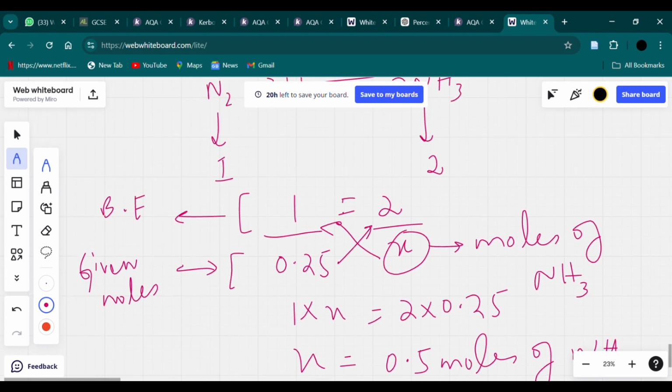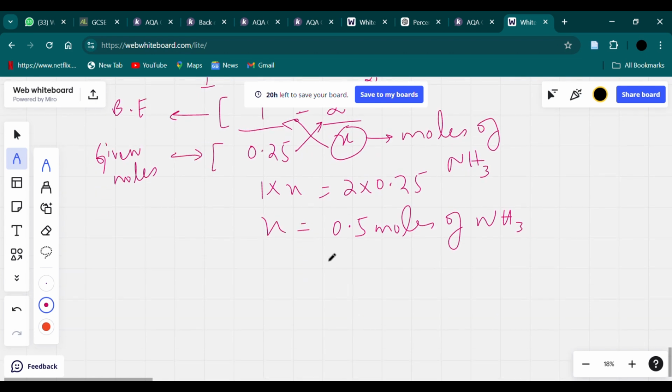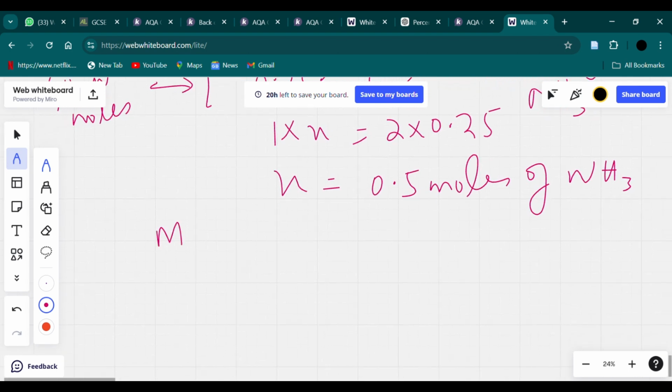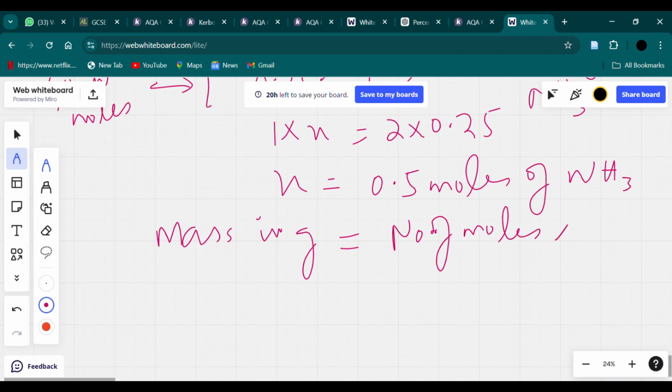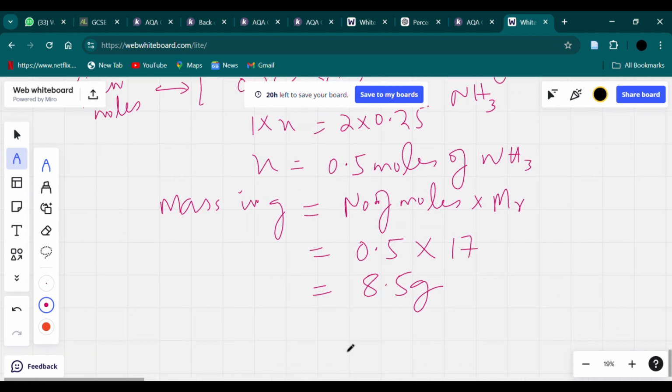Here we have to find out the mass of ammonia. Since we have found the number of moles, we can easily find the mass of ammonia. For finding the mass in gram, the formula is number of moles into molar mass or formula mass. So moles of ammonia is 0.5 and the molar mass of ammonia is 17. You will multiply it and you will get the mass of ammonia, that is 8.5 gram. Okay, and this mass of ammonia is the theoretical yield.